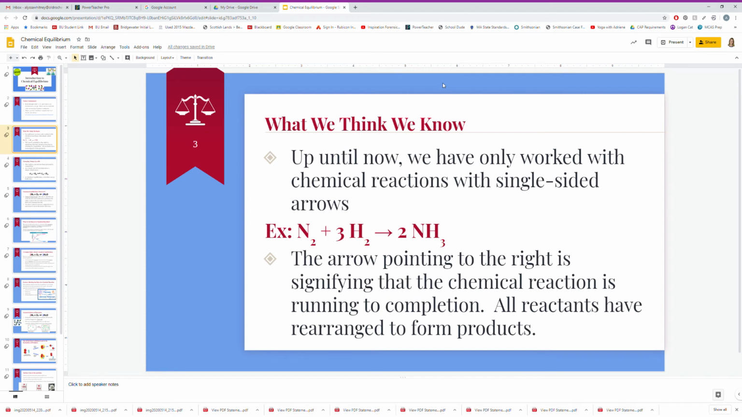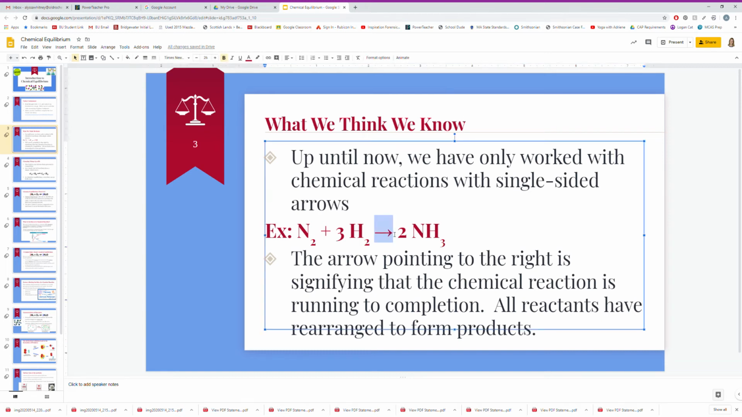So for equilibrium, we need to change things up a little bit as we know them. So far, we've only worked with reactions that have a single-sided arrow. That arrow is always pointing to the right towards the products. And basically what this arrow is telling us is that we have some reactants, their particles are colliding, reacting to form products, and that reaction goes to completion so that when the reaction ends, there is no reactant left and all we have is product. Well, we're going to change that a little bit.